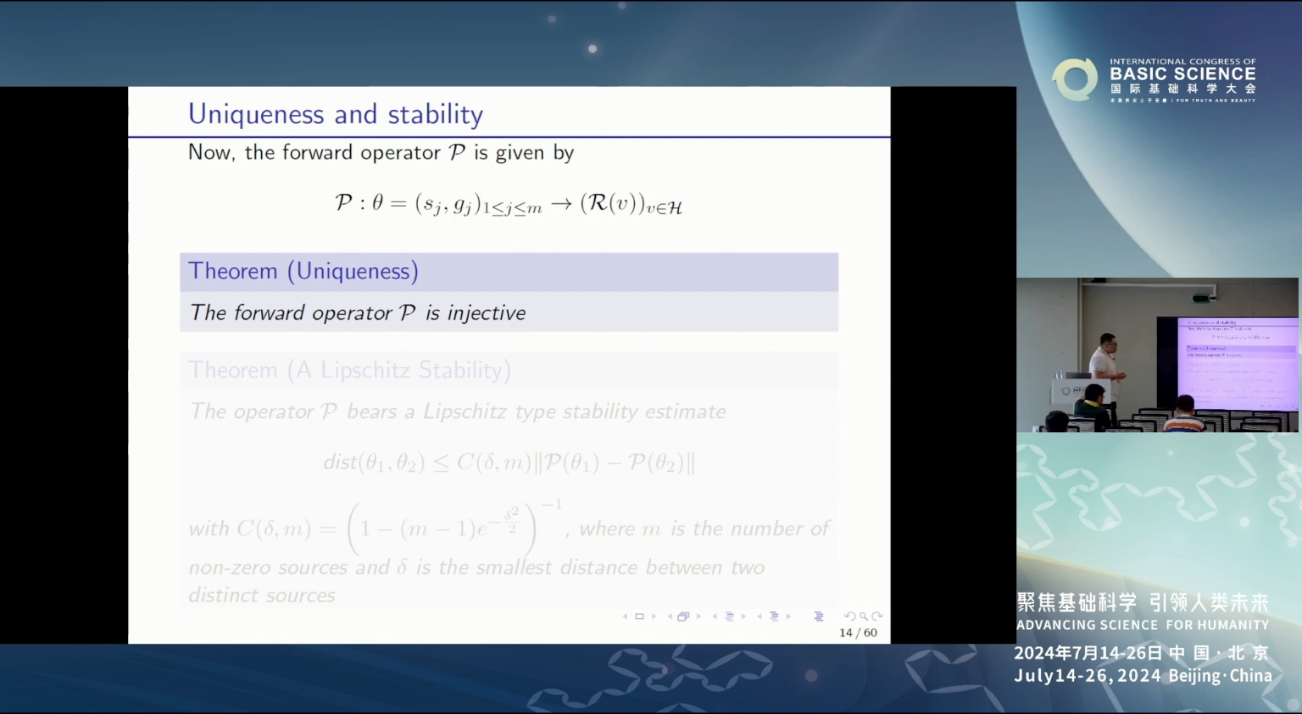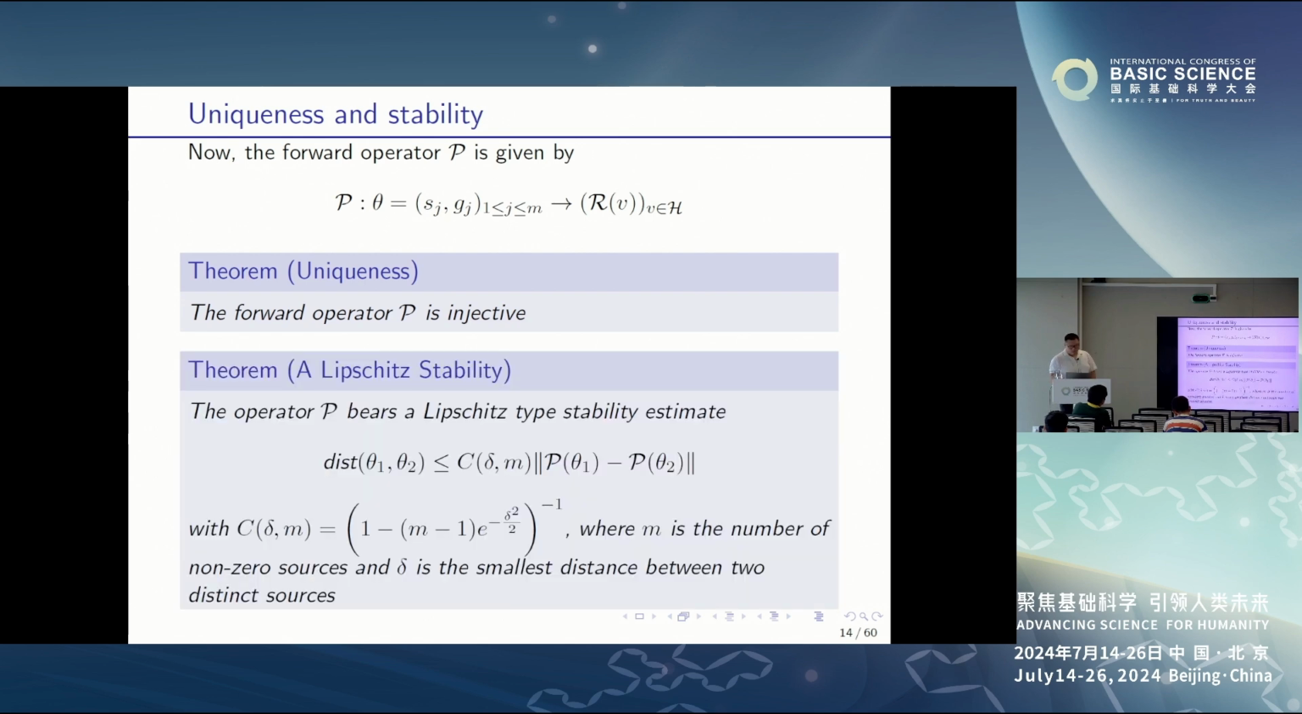So the answer is positive. Yes, we do have uniqueness. The forward map is injective. This forward map is not a linear one, but we can still prove it's injective. And this is a direct result of the stability. Actually, we can prove the following stability result. We have a Lipschitz type stability.